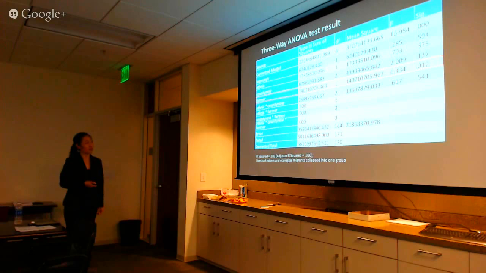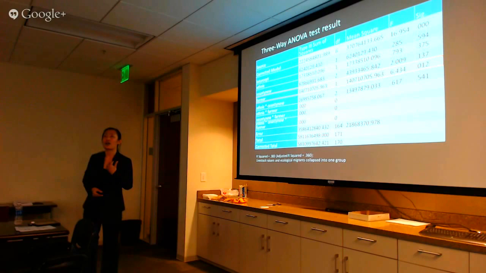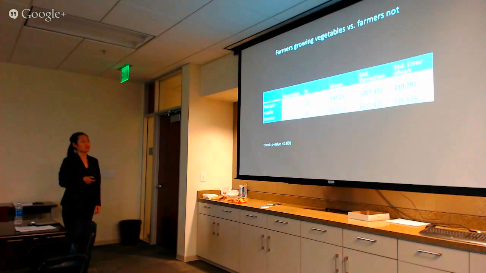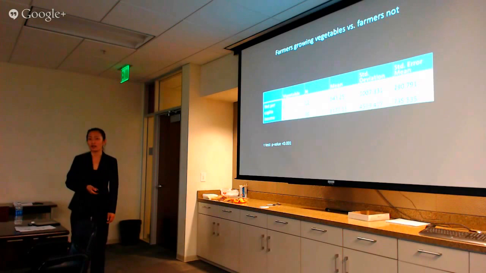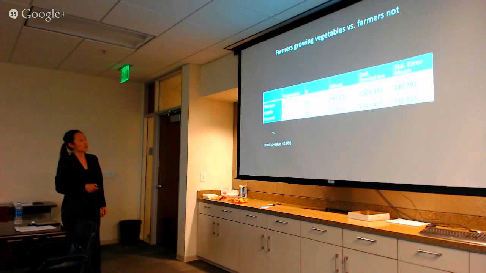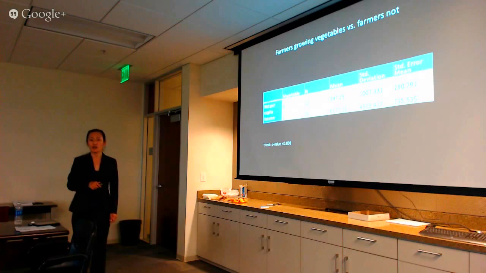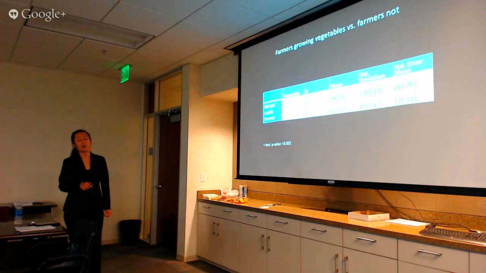Well, if we think back, actually another variable showed, called the vegetable dummy, like whether the household grew vegetables or not. So I looked into the farmers group and compared the farmers who grow vegetables and the farmers who don't. And then I saw a significant difference with a p-value less than 0.001. So basically, the farmers who only grow grain crops have like only less than about $100, but those who grow vegetables have about $1,000. This is a huge difference.